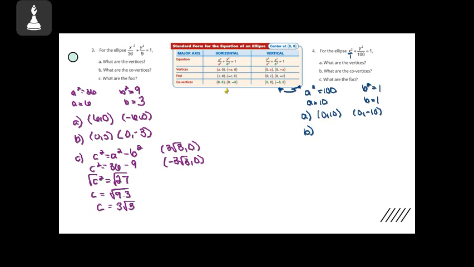And now we're going to solve for c. So c squared equals a squared, 100, minus b squared, 1. C squared is going to equal 99. So if I do 99, that's 9 times 11. If I square root both sides, I can square root 9, gives me 3. I cannot square root 11. So c is the value 3 root 11. And they're going to be y values on this guy. So 0, 3 root 11, and 0, negative 3 root 11.